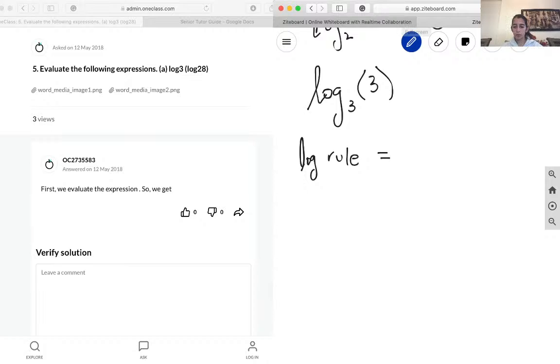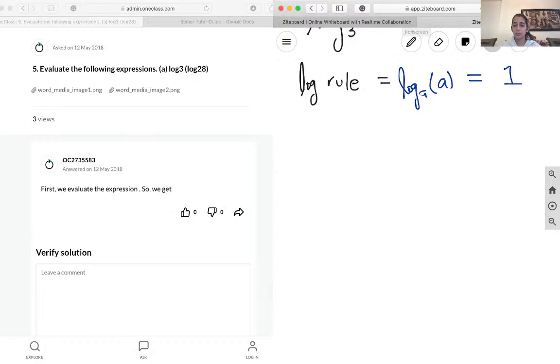Log rule: if a number's log is being multiplied by itself, so the power a and then a here, if these two values are the same, so over here we have 3 and 3, then the whole thing equals 1. So in this case, we do have that.